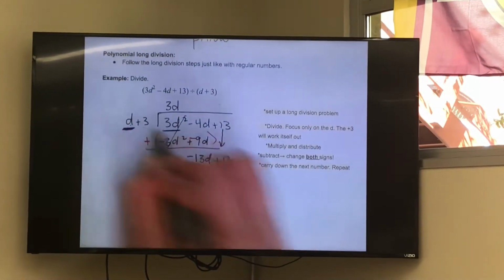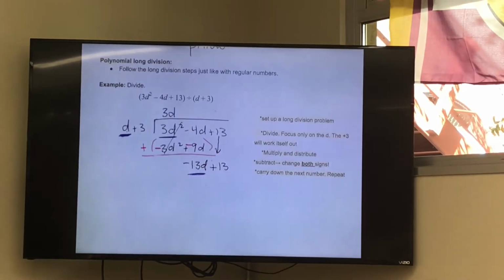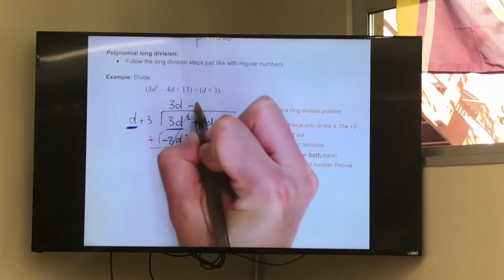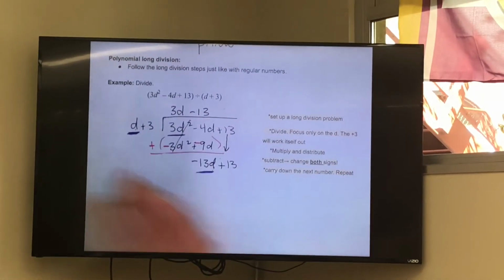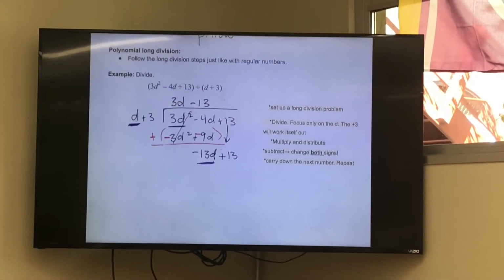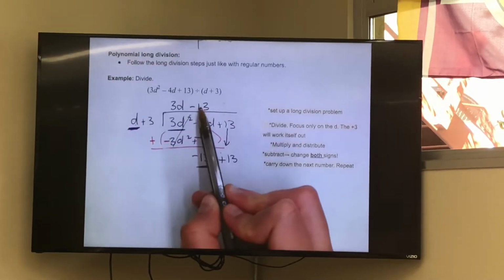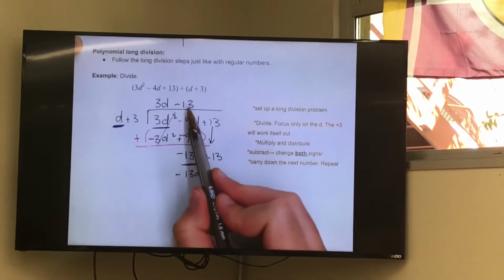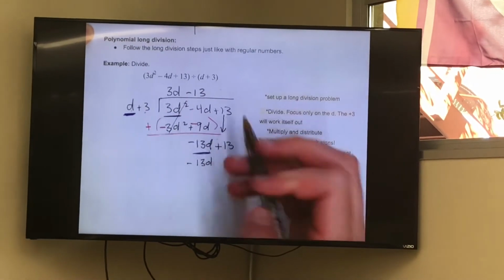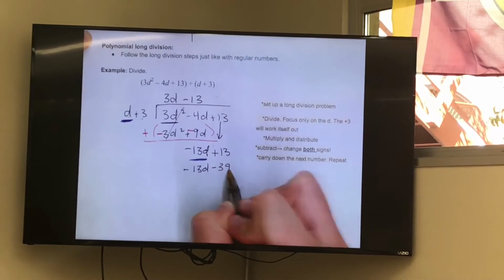How many times does d go into negative 13d? Well, I need a negative 13, and then I don't need a d because it already has a d, so it's just negative 13. Let's see, d times negative 13, good, gives me negative 13d, that's what I want. And then I do negative 13 times 3, negative 39.